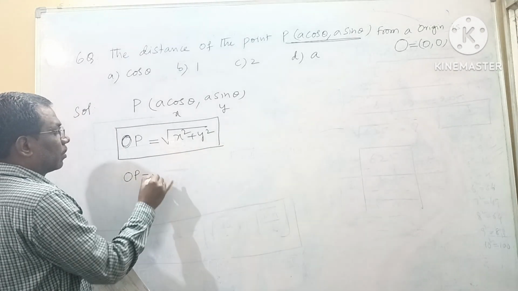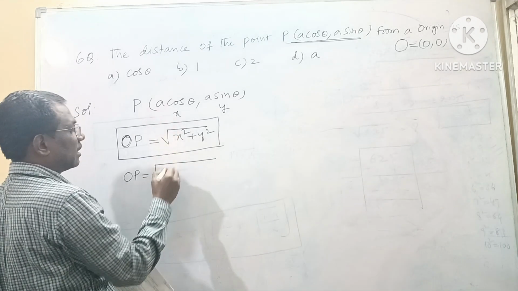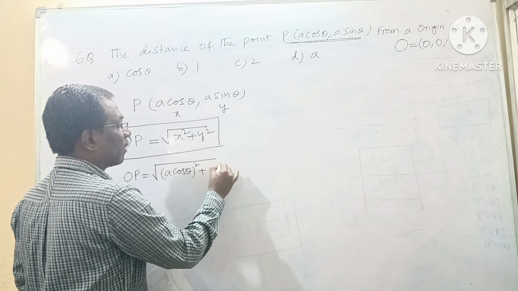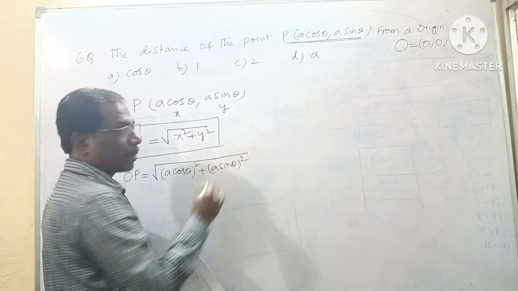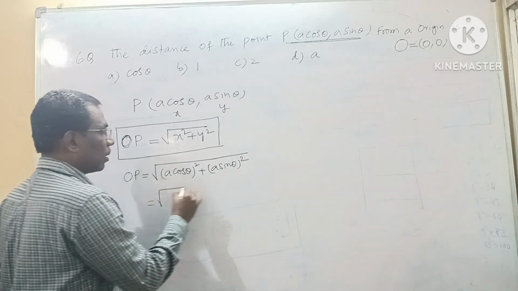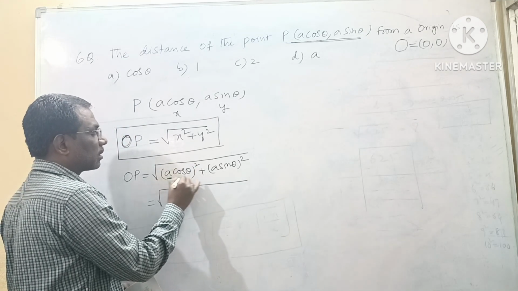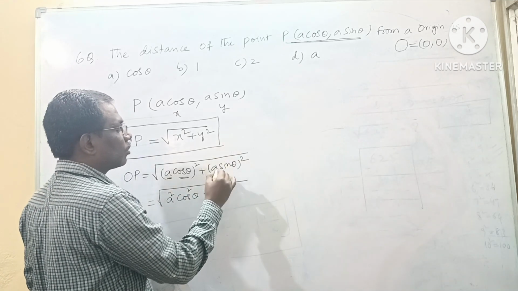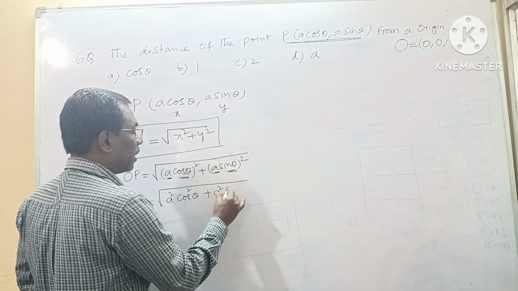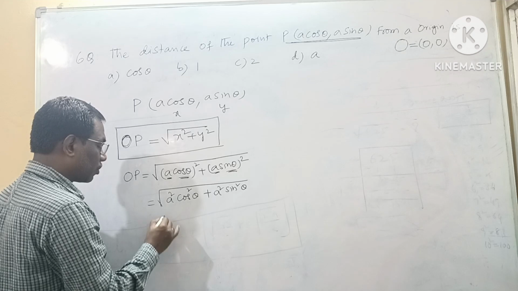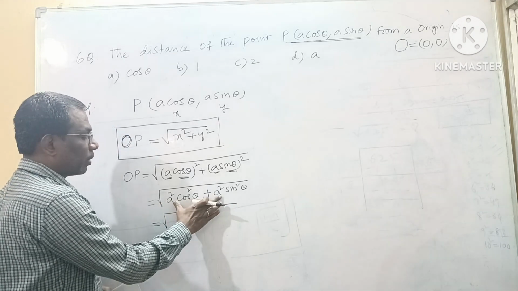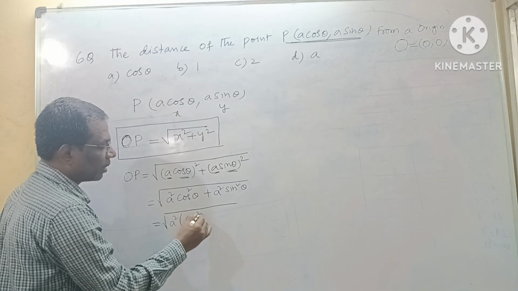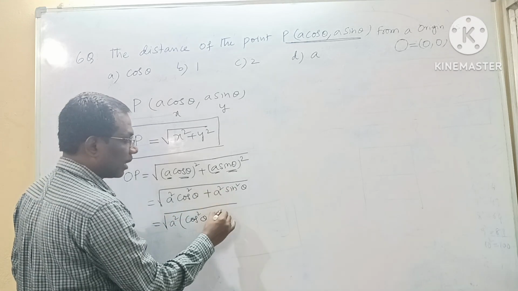Now OP is equal to under root of x square. What is x here? A cos theta. A cos theta whole square plus y square. What is y? A sin theta, A sin theta whole square. This is equal to under root of A square cos square theta plus A square sin square theta. We can take A square as common. What remains? Cos square theta plus sin square theta.